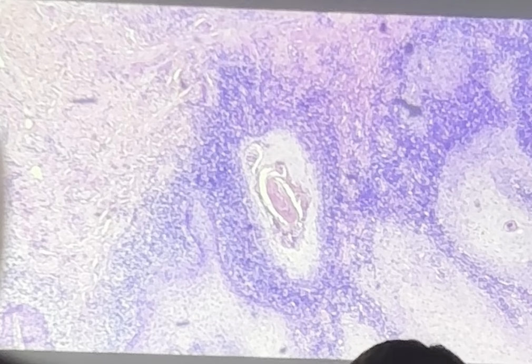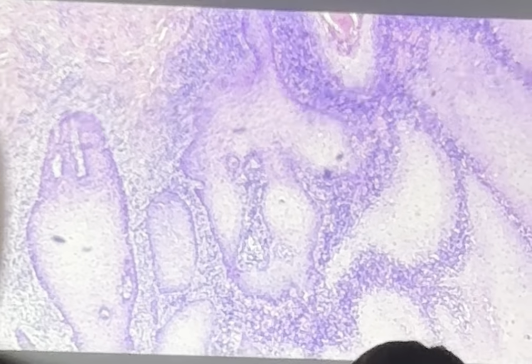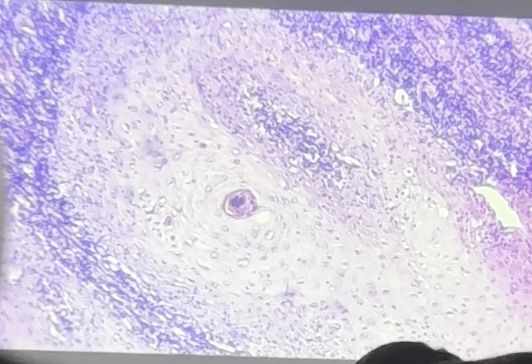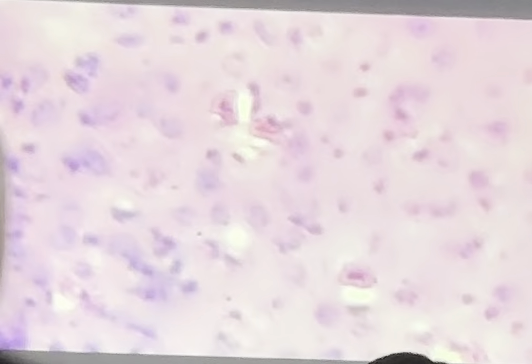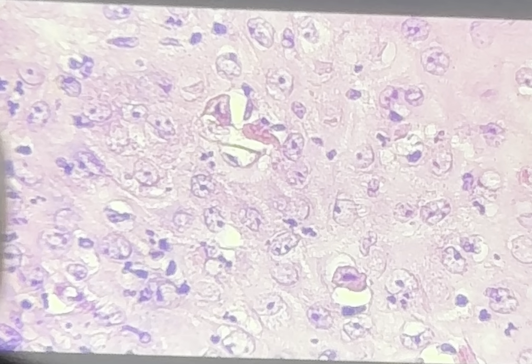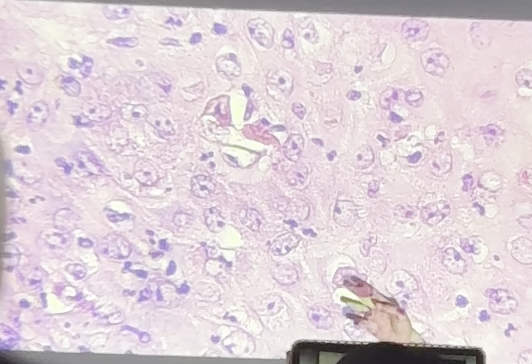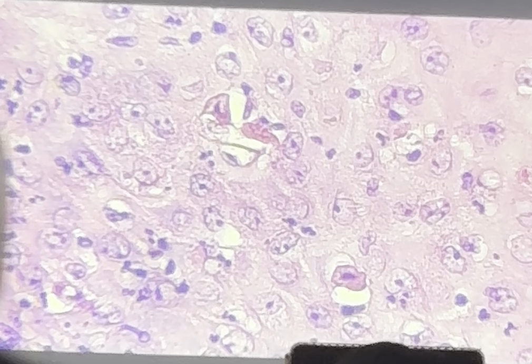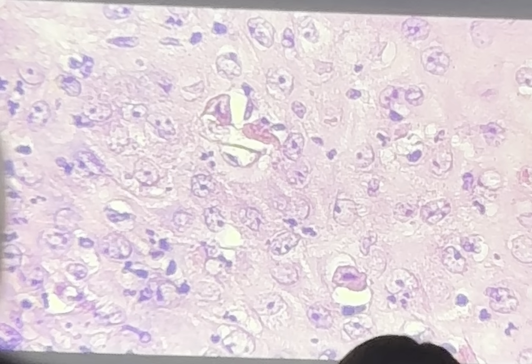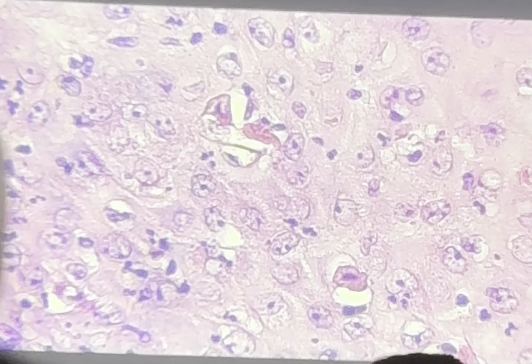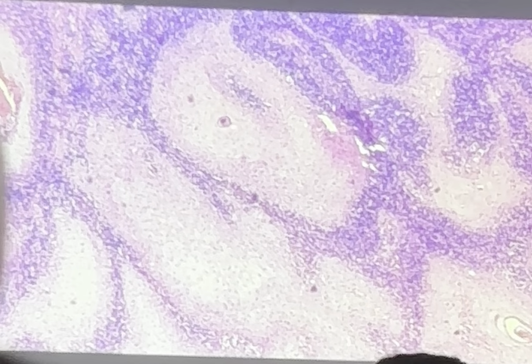Oh, another keratin pearl. There's even some apoptosis, I think. That's apoptosis. Anyway. Here. So these cells that are pink, and the nucleus is a little bit, these are cells that are undergoing apoptosis. They're shrinking, they're dying. So, apoptosis. Alright, so squamous cell carcinoma of the skin.